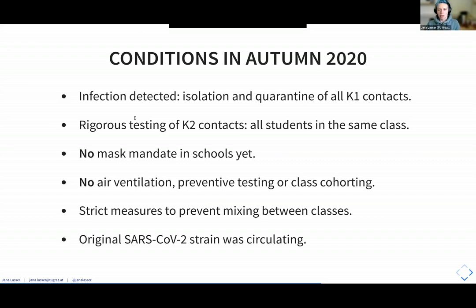And then a thing that was kind of a bit special about Austria, and which I think also makes this data very valuable, is that there was rigorous testing of all the K2 contacts. So all the students in the same class and all the teachers that had contact with the students were tested. So we think that there is not that much bias in that asymptomatic children were not detected, because we had this wide cast net of testing around an infection case.